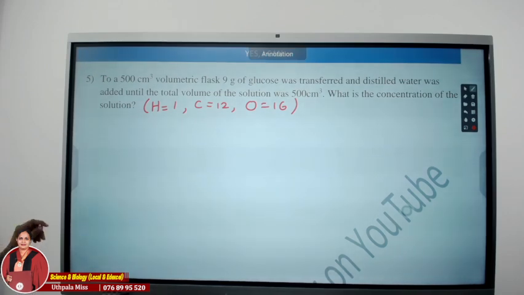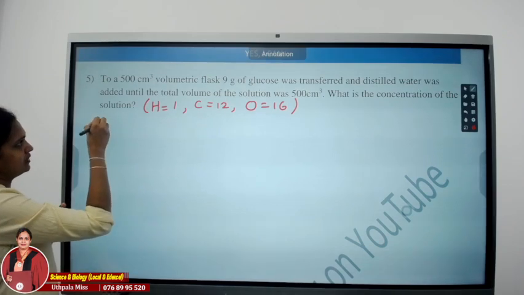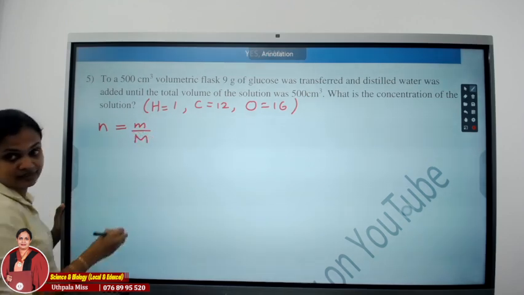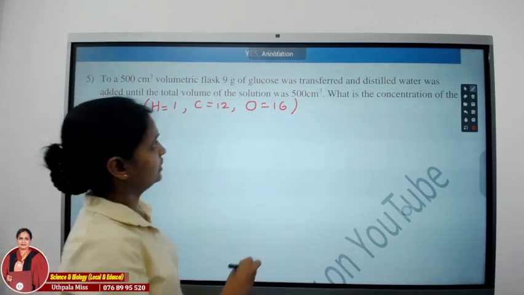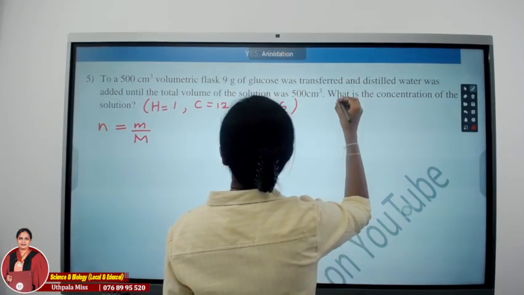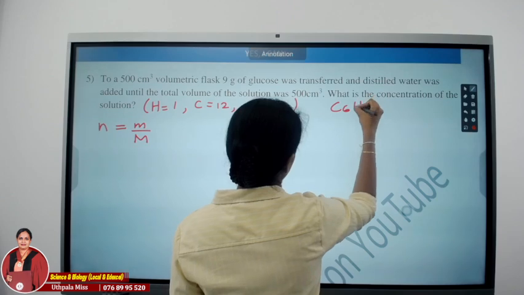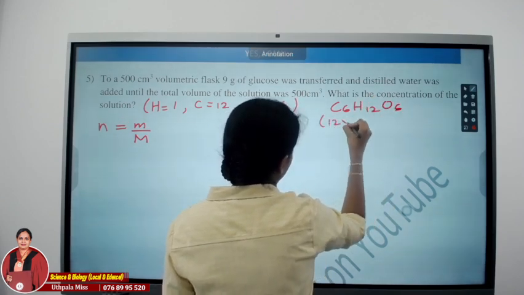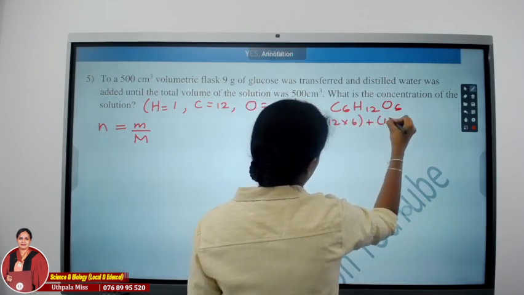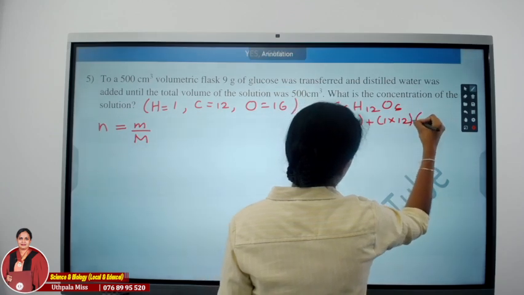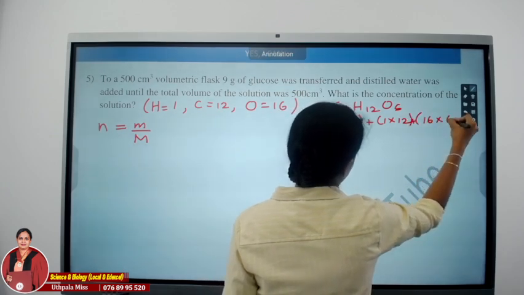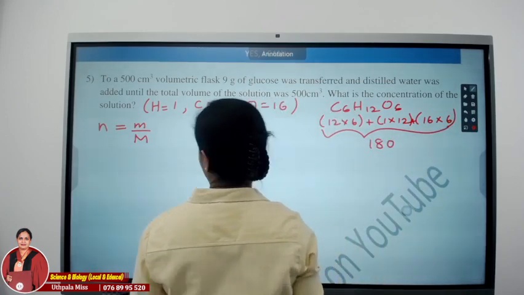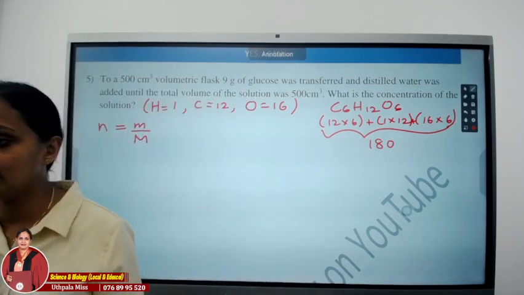9 grams of glucose. And we can start from here. Number of moles equals mass divided by molar mass. Glucose is what we have taken. That is C6H12O6. It is 12 into 6 plus 1 into 12 plus 16 into 6. So that is altogether 180. That is the relative molecular mass of glucose.